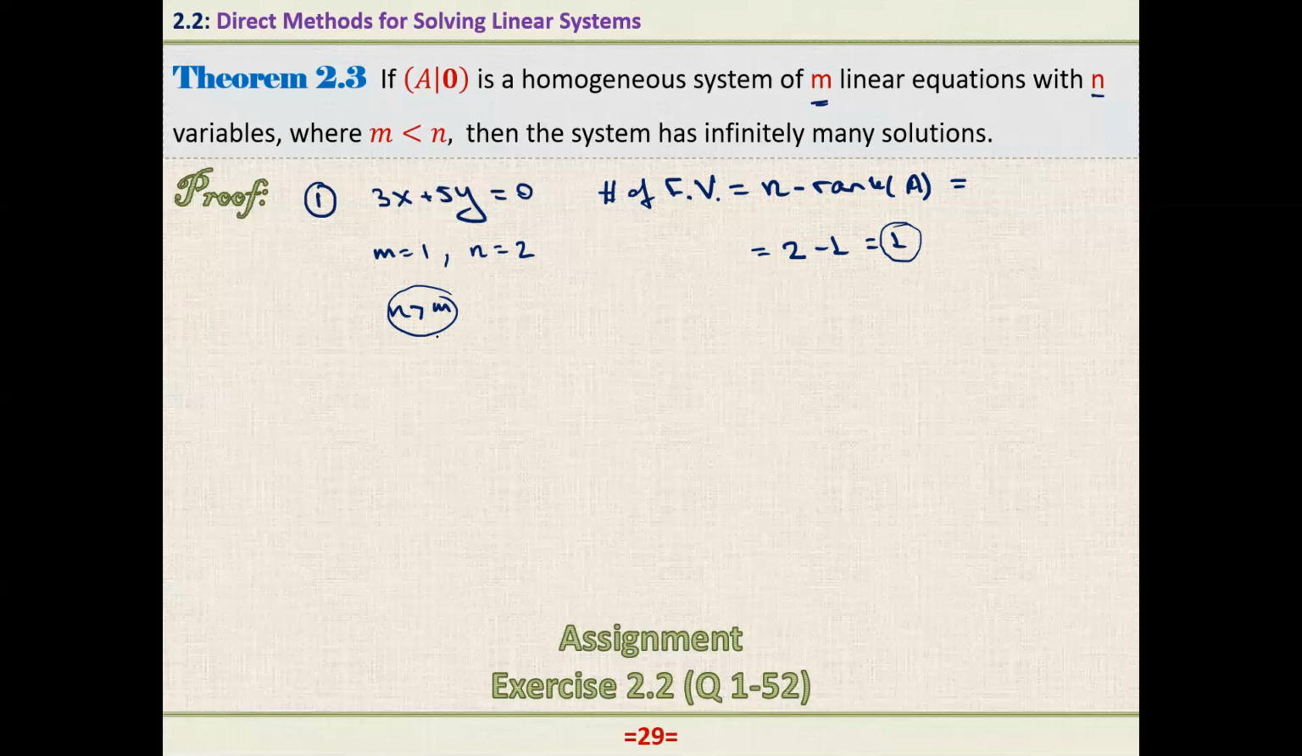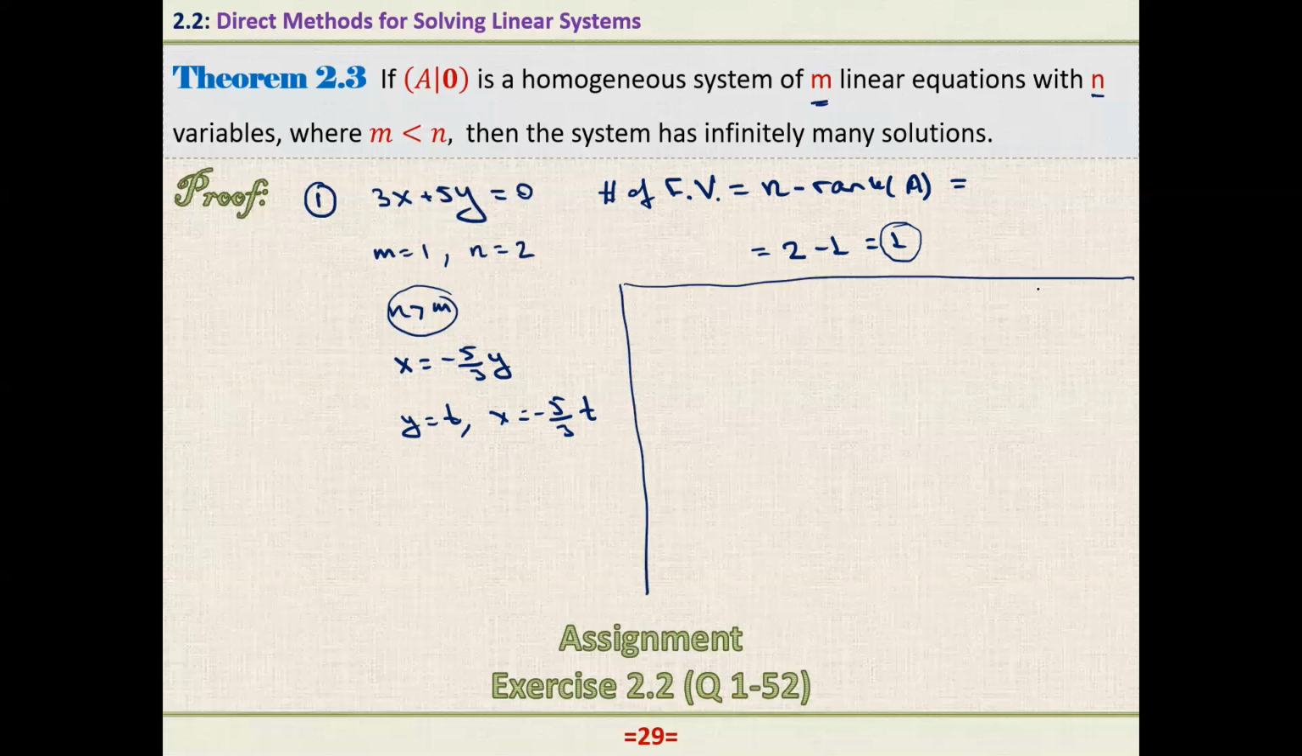See here, when you solve this, x will be equal to minus 5 over 3 times y. So if I denote this y as t, then x will be minus 5 over 3 t. And how many solutions do we have? Infinity. If t equals 1, we have one solution. If t equals 2, we have another solution. If t equals 5, we have another solution. Okay? This is what the theorem is talking about.